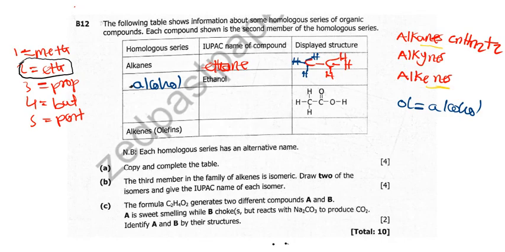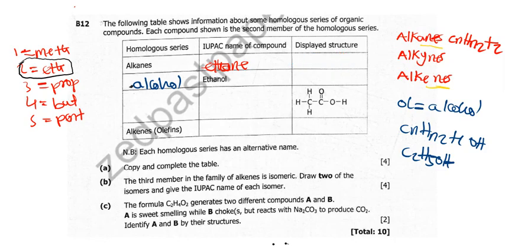Alcohols obey this formula: CnH2n+1, then with an OH at the end. That's the formula which all the alcohols will obey. So if we have 2 carbon, we are going to have C2H. So if I replace n with 2, we are going to have 2 by 2, 4, plus 1, 5. So we're going to have C2H5 and an OH. Okay, so what will be now the structure for this one?